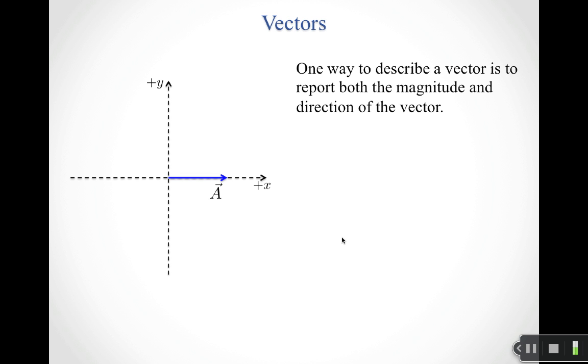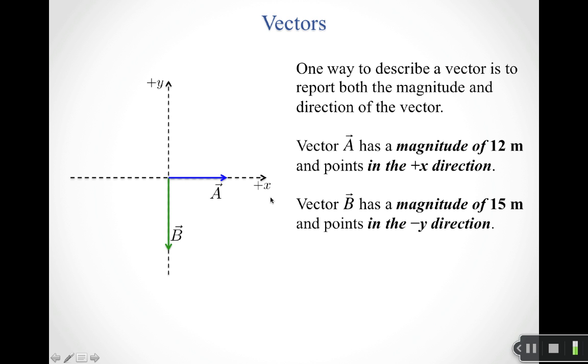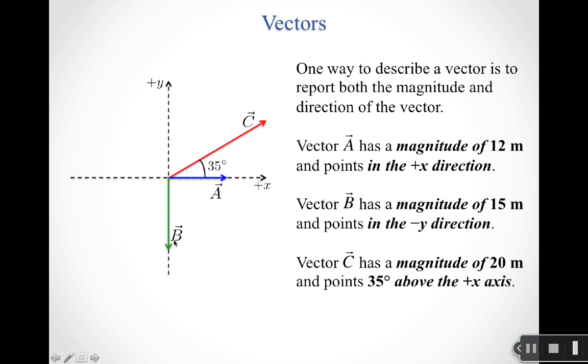All right, so when I think about vector A here, one thing I'd like to be able to do is to describe it. One way to describe a vector is to report its magnitude and direction. So I might tell you that vector A has a magnitude of 12 meters. We'll just assume this is a drawn-to-scale vector that measures 12 meters and happens to point in the positive x direction. Vector B has a magnitude of 15 meters, so it's a little bit longer. You can see from the drawing it's a little bit longer than vector A, and it points in the negative y direction.